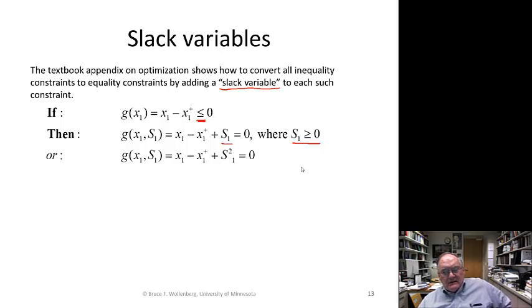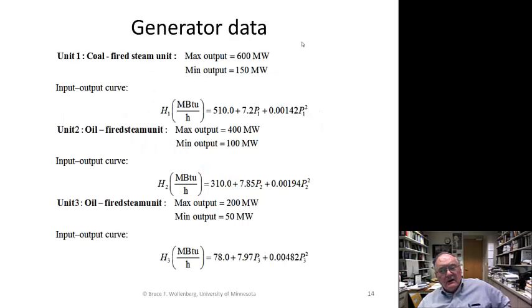A better way of doing that is to add S1 squared. Even if S were a negative number, it comes out positive because I've squared it. So S1 squared is this slack variable. And you notice that if x is less than x1 max, then this part here is negative, and so I add the positive slack, s1 squared, in order to make it come out to 0. So obviously if x1 is exactly equal to x1 max, then the slack is 0.